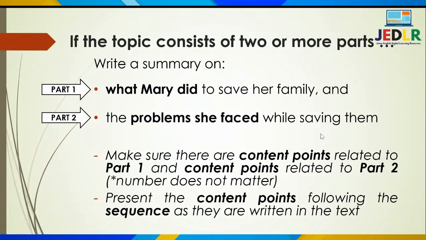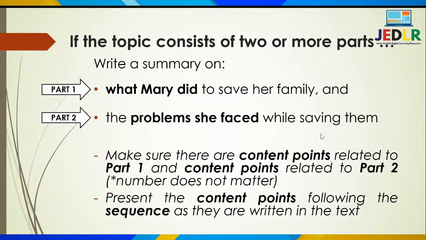Kena pastikan ada content point yang menjawab bahagian pertama dan juga content point yang menjawab bahagian kedua. And the number does not matter. Okay, you don't have to think like this, I must have 5 content points for part 1 and 5 content points for part 2. Not necessarily. Tidak sentiasa macam itu. Maybe sometimes you will have 7 points for part 1 and only 3 points for part 2, or sometimes maybe only 4 points for part 1 or 6 points for part 2. It's okay as long as you answer both parts. The number of content points for each part does not matter.